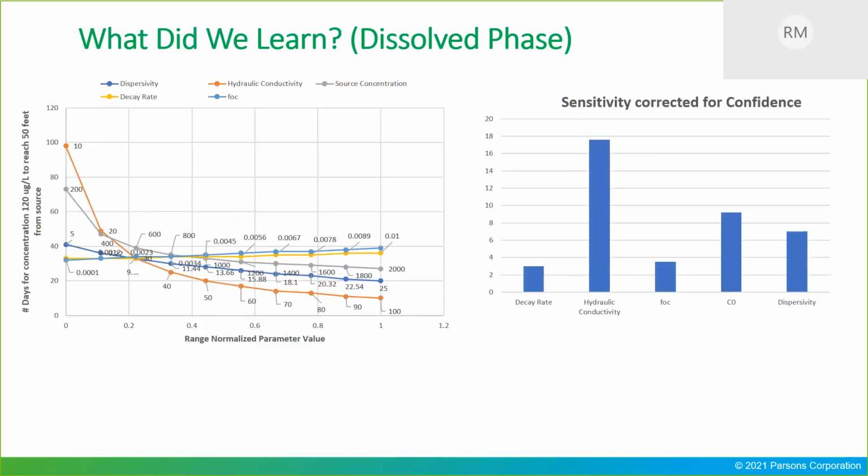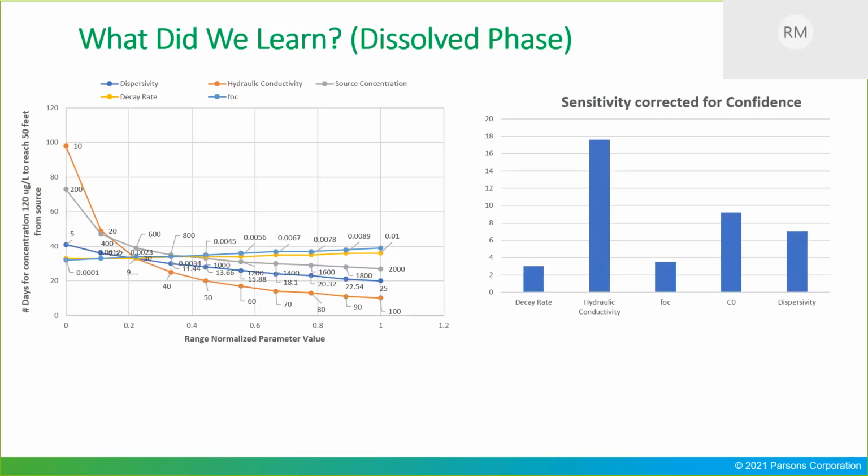And here I'm going to briefly talk about the sensitivity analysis. On the left, on the x-axis, you have the normalized range value for different input parameters, that is dispersivity, conductivity, source concentration, decay rate, and FOC. On the y-axis, you can see the number of days it takes to reach the threshold concentration of benzene, that is 120 micrograms per liter. It is a surface water criteria for the surface water where our case study is located.